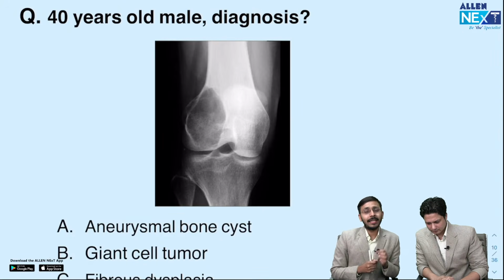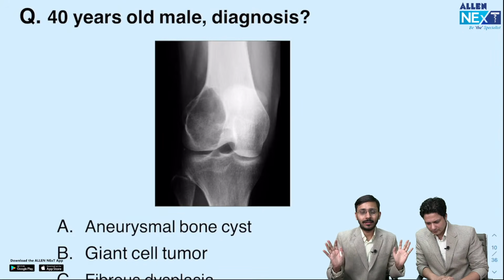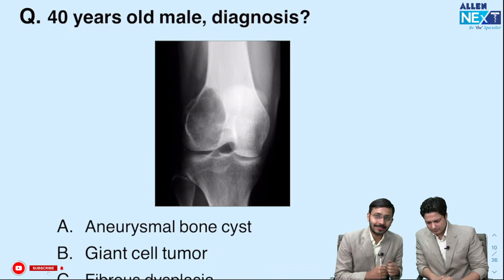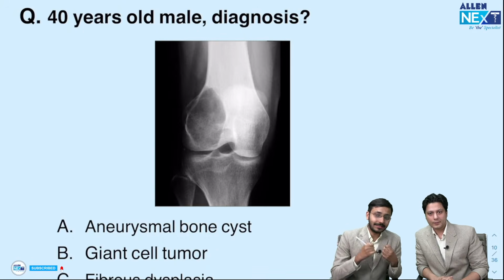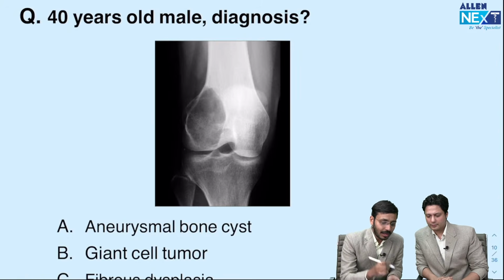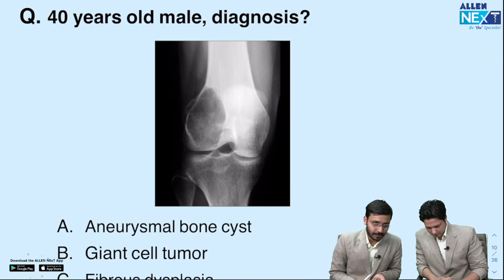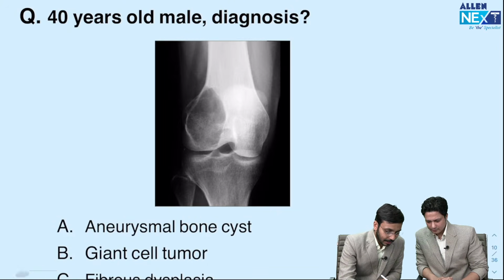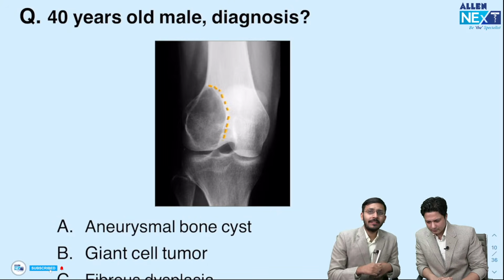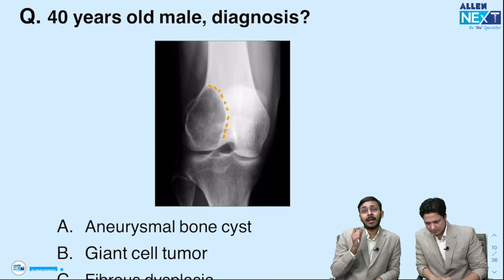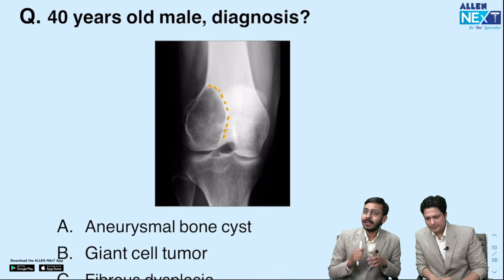It is an X-ray of a skeletally mature skeleton. You see that the physis has fused, and there is a lytic lesion involving the lower end of the femur, in the lateral condyle of the femur. You see that the margins are relatively well defined. There is a narrow zone of transition. In radiological terms, we call it a narrow zone of transition.